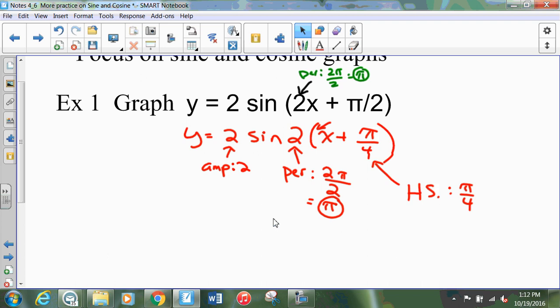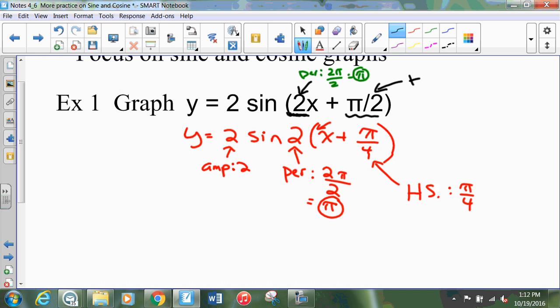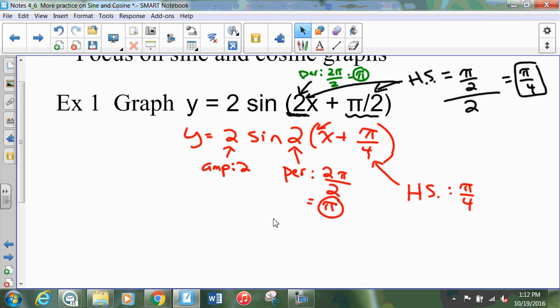The difference is that we can't just look at pi over 2 and say that's the horizontal shift, because it's not. Anytime we have a value here and here, we either have to factor out the 2 like we did in red, or to find the horizontal shift, we take the value that we see, the pi over 2, and we divide it by the value right there, 2. And we can see that pi over 2 divided by 2 is the same thing as pi over 2 times 1/2, so that's pi over 4. So either way, you can get the horizontal shift, whether you factor it or you don't.